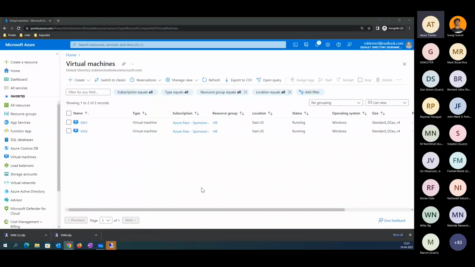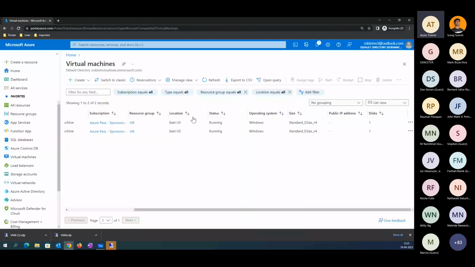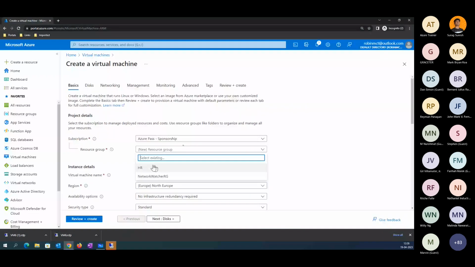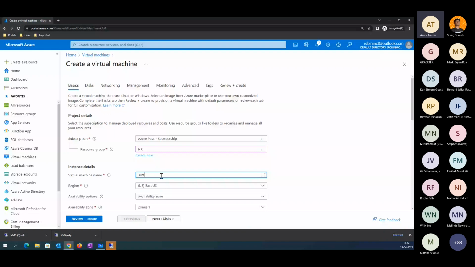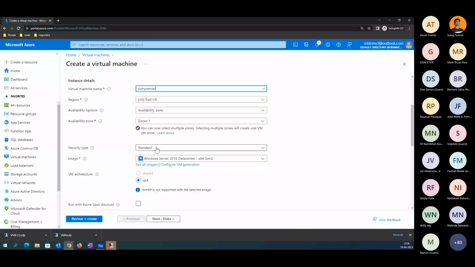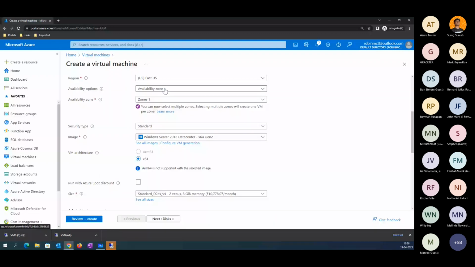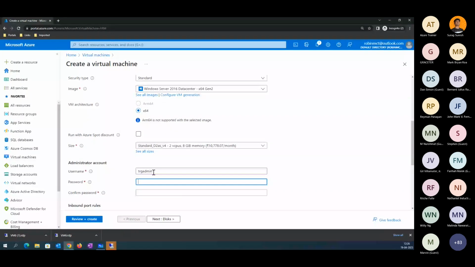Right now you can see you have two VMs here. Let me connect to this portal. I don't have any public IP address here, so I'm creating one more server. I'm creating a gem server on the same network. Review and create.